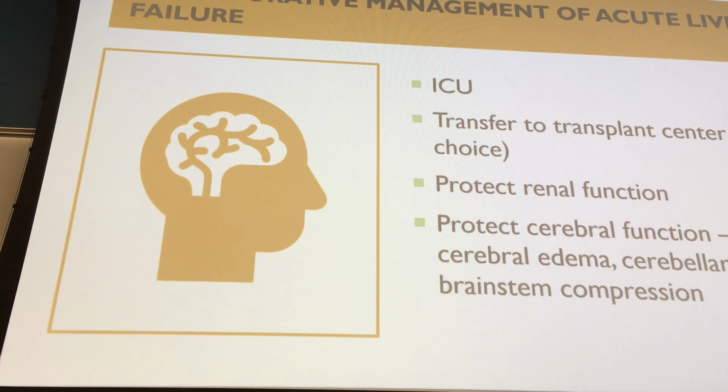This is what we're doing, okay? Basically, we're just trying to manage them. We're trying to get them to a place that they're going to be as comfortable as possible, okay? Because at this point, they're going to need a transplant. It's going to be very unlikely that they're going to get it unless they're super high on the transplant list, okay?